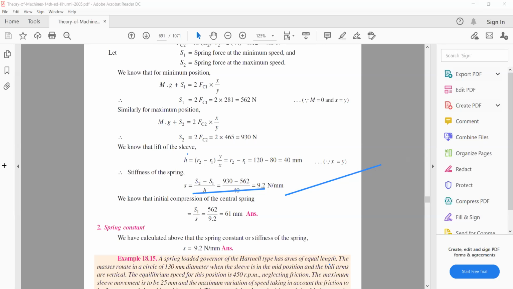61 mm. That value is 61 mm. So both are already determined. Both determining values are evaluated. The first one is the initial compression of the central spring, and the second one is the stiffness of the spring.